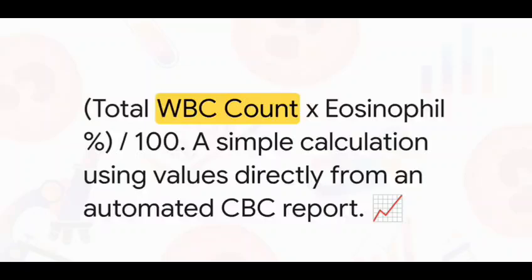And check out how simple this formula is. It's just the total white blood cell count times the percentage of eosinophils from that same report divided by 100. That's it. You're just pulling 2 numbers straight from the CBC.